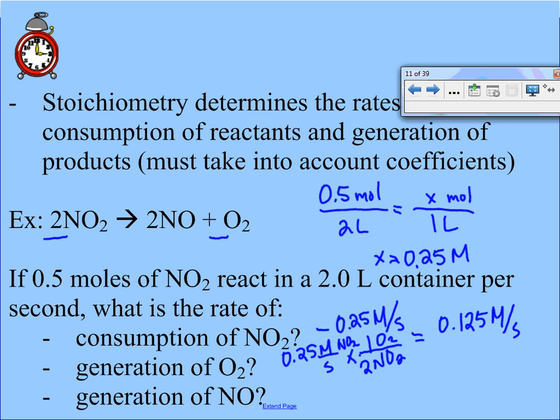And since there's a 2-to-2 or a 1-to-1 ratio between NO2 and NO, the rate of generation of NO will also be 0.25 moles per liter per second, or molar per second. In the next section, we're going to use those rates to apply to what's called the method of initial rates in order to determine a rate law for several different reactions.